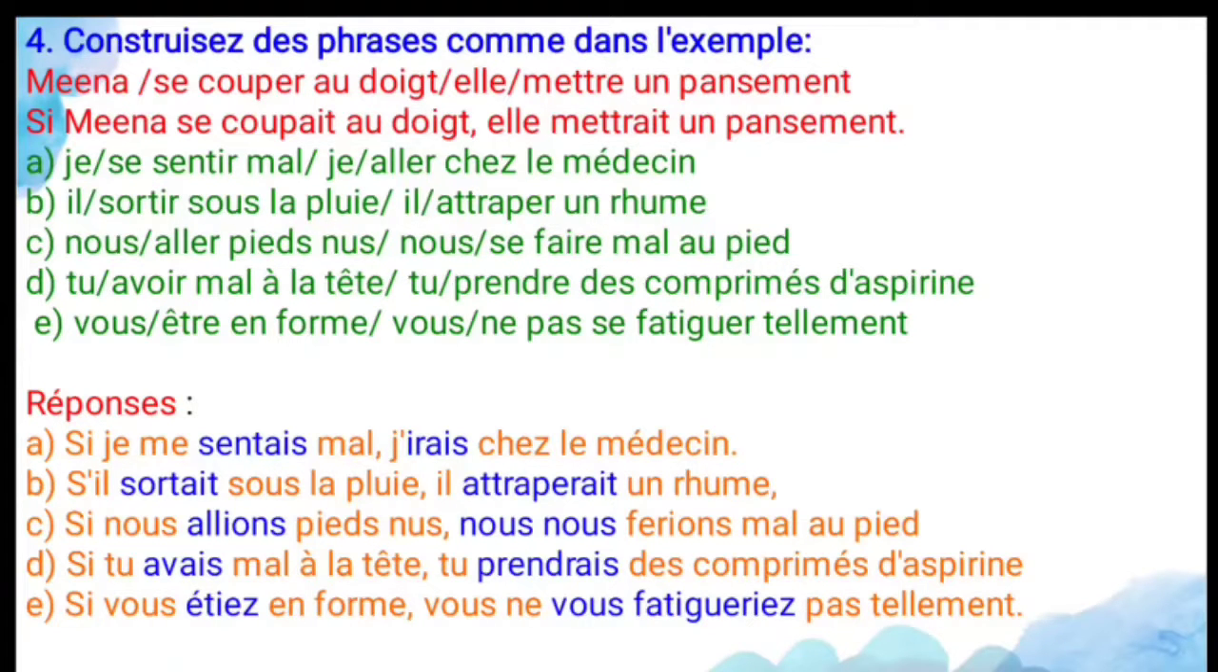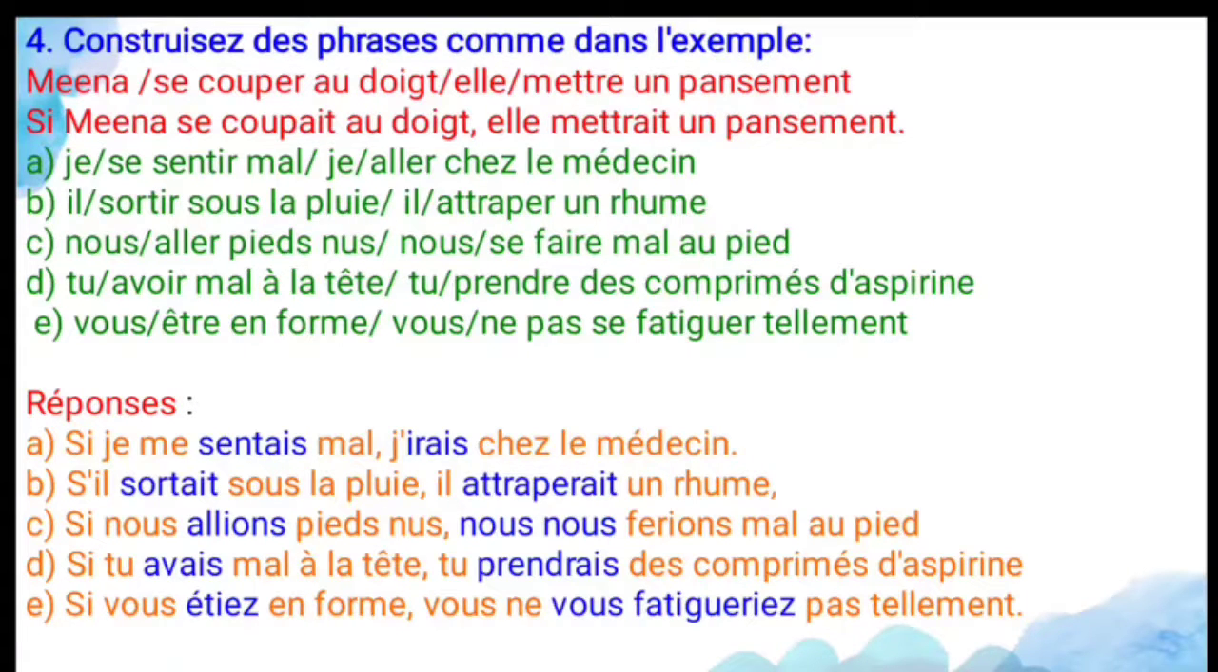And C1 is "nous aller pieds nus", and "nous se faire mal pieds nus". So here the verb also is aller, "allions". So "nous allions pieds nus", that is if we went barefoot. "Pieds nus" means what? That is barefoot. And here the verb is se faire, that is a pronominal verb that you have to conjugate for nous. It's a reflexive pronoun for the nous. So "nous nous ferions mal aux pieds". So we would have a foot ache.